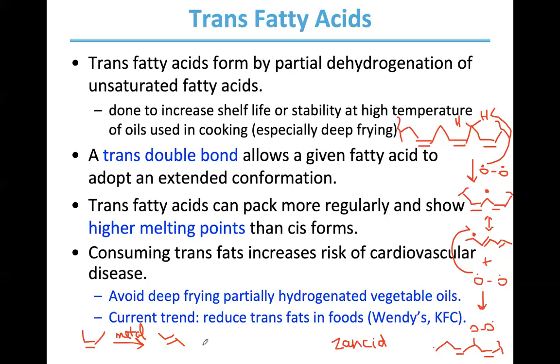As far as the mechanism, I don't know if it's fully well studied, but it can lead to cardiovascular problems, right? Formation of plaques, which can block the arteries. And so trans fatty acids, obviously, are not natural. They are produced through industrial processes, and try to avoid those, right? So avoid deep frying, for example, in partially hydrogenated vegetable oils.